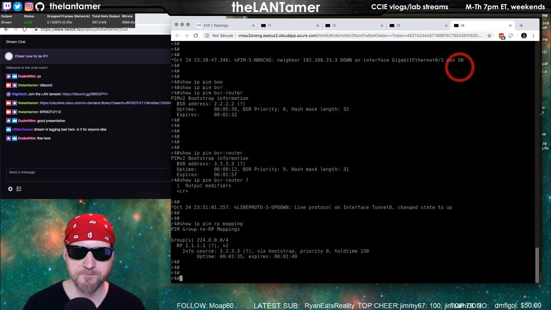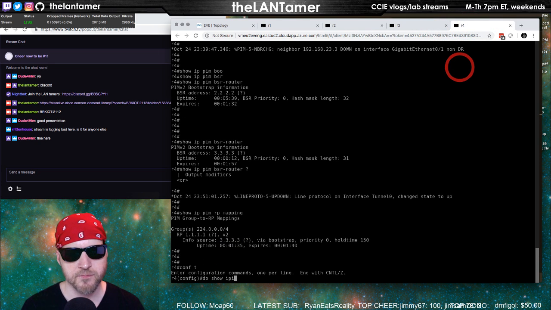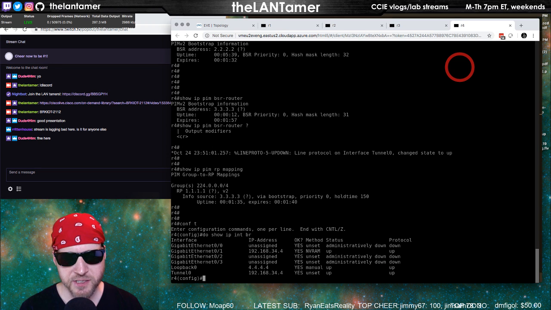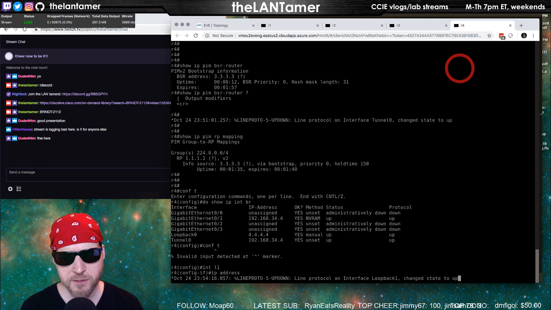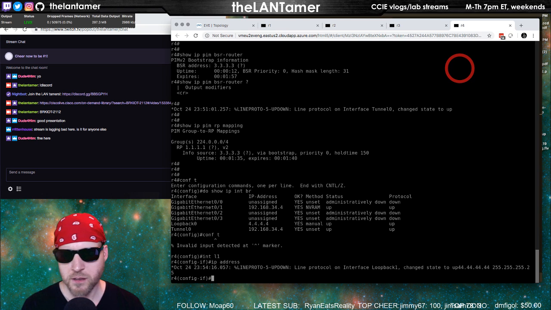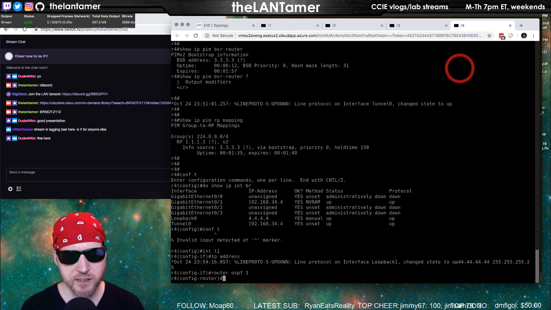Let's make R4 also act as a host. And we will do a new interface, interface L1, IP address 44.44.44.44. We don't have to run PIM on this interface, but we can do IGMP, and we want to add it to router OSPF 1. They need to know about this link.